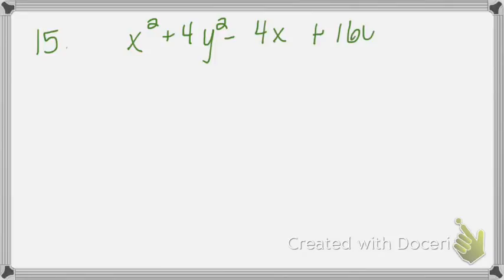Alright, number 15. So this problem is asking us to find the points where the horizontal and vertical tangent lines are located. And in order for me to do that, I'm going to have to find the derivative. Remember, the horizontal tangent line is where the derivative is 0. The vertical tangent line is where the derivative is undefined. So let's just start by finding the derivative.